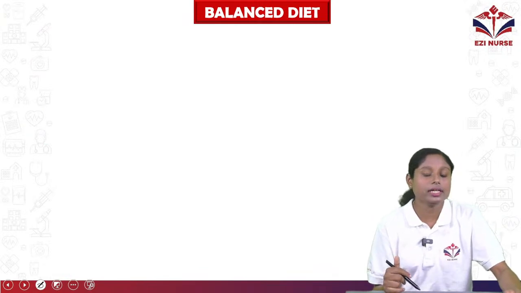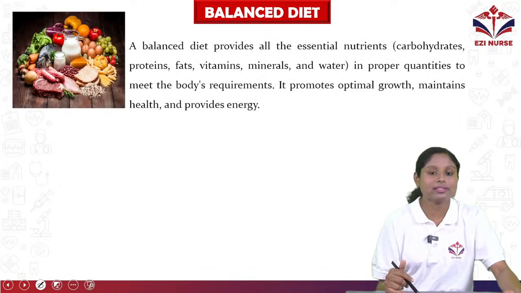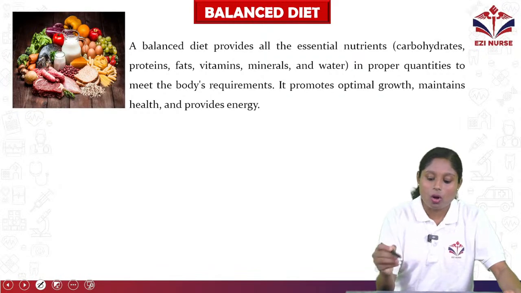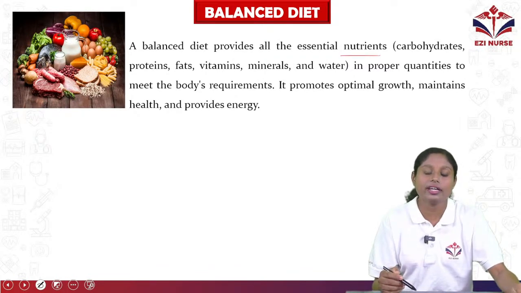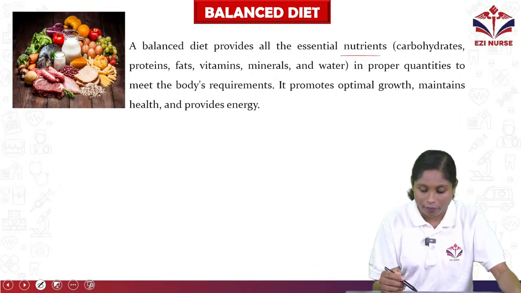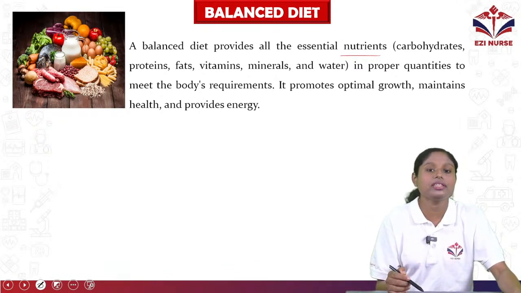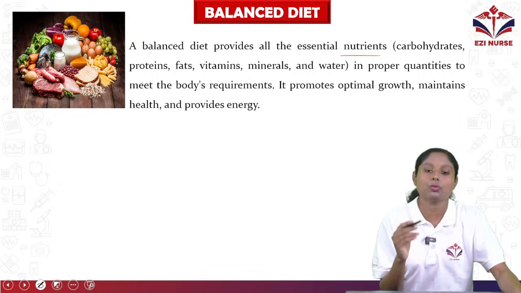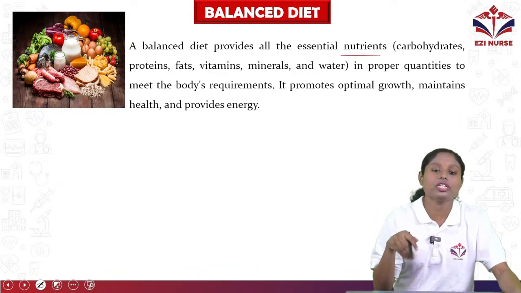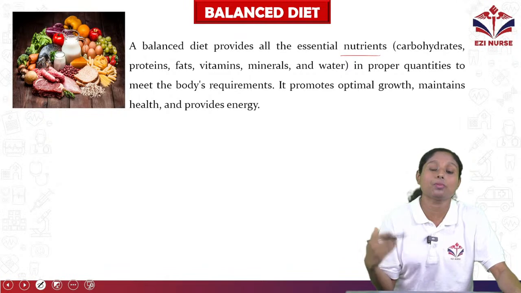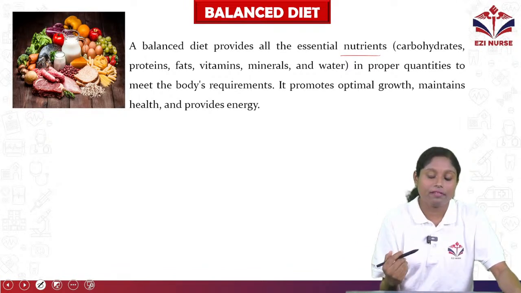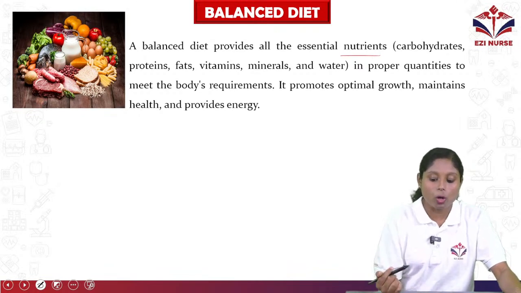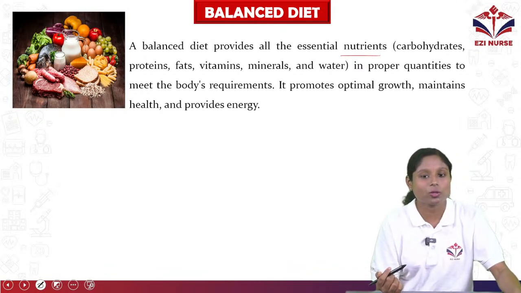Now we will see the definition of a balanced diet. What is a balanced diet? It is a diet that provides all essential nutrients, carbohydrates, proteins, fat, vitamins, and minerals, plus water, in proper quantities to meet the requirement of the body. So every nutrient should be in proper quantity so that it meets the need of that individual. It promotes optimal growth, maintains health, and also provides energy.